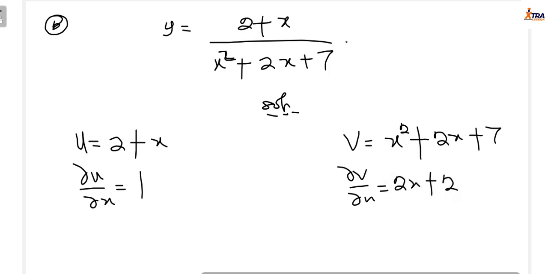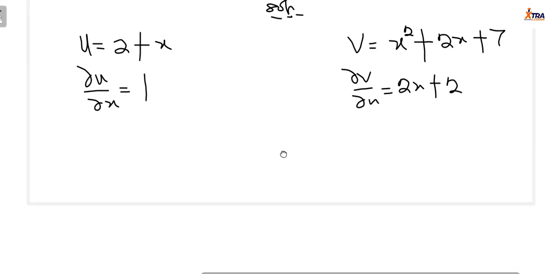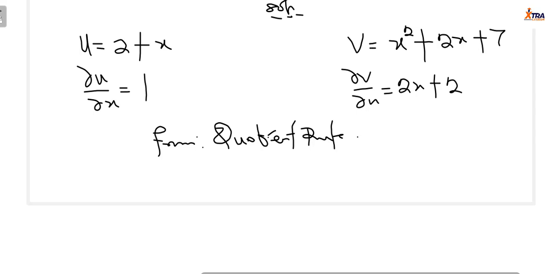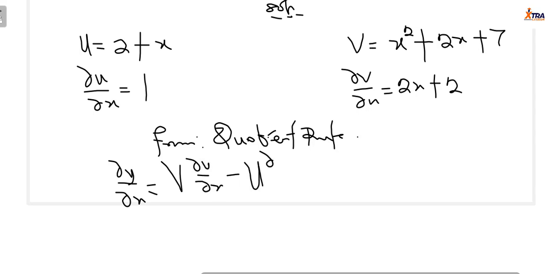So from the quotient rule, it says that dy over dx equals v du over dx minus u dv over dx, everything over v squared.